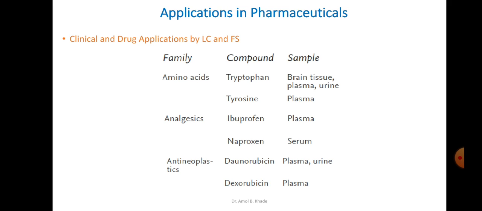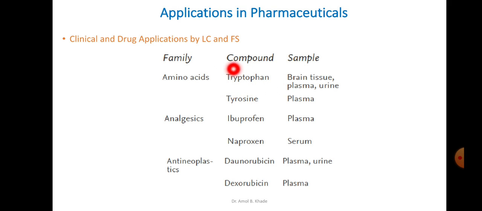So clinical and drug applications use chromatography and then fluorescence spectroscopy. Usually we know that when we take drugs inside the body, they go into a biological fluid, and biological fluid is very complex in nature. For example, you can see the amino acids. There are various amino acids, for example tryptophan.